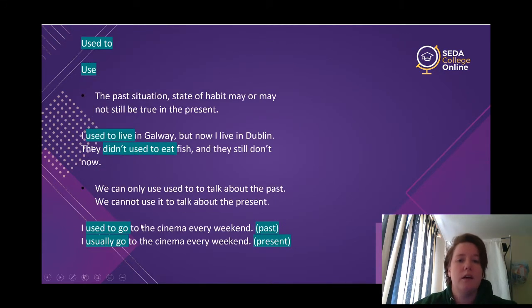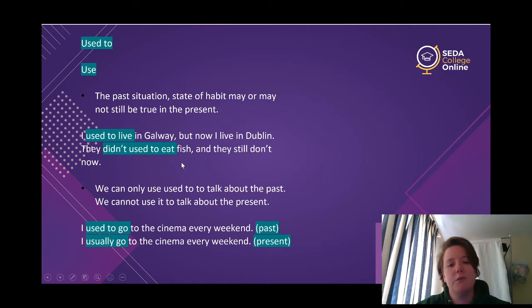Now, let's have a look at some more here. The past situation, state or habit may or may not still be true in the present. Now, like I said to you, it could be something that's not true or true in the present. So I used to live in Galway, but now I live in Dublin. They didn't use to eat fish, and they still don't now. Okay, so you can use it now.